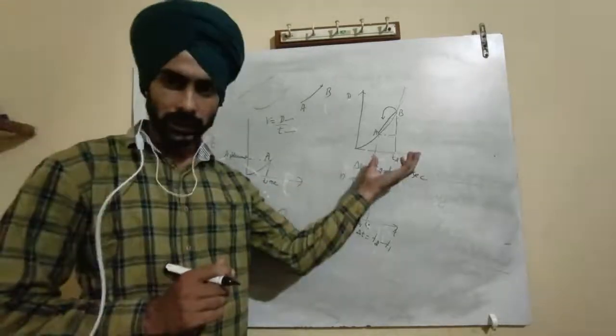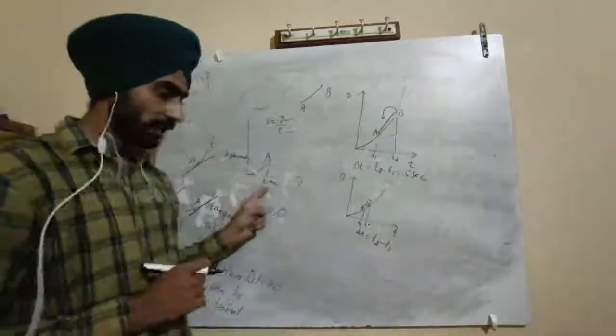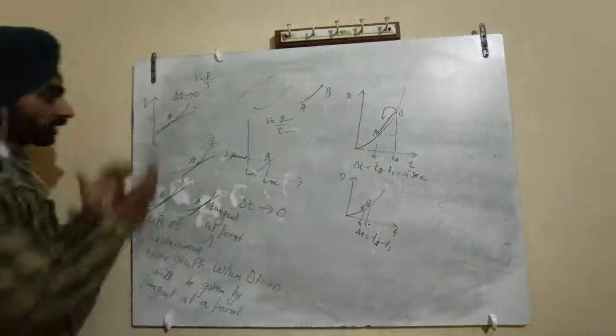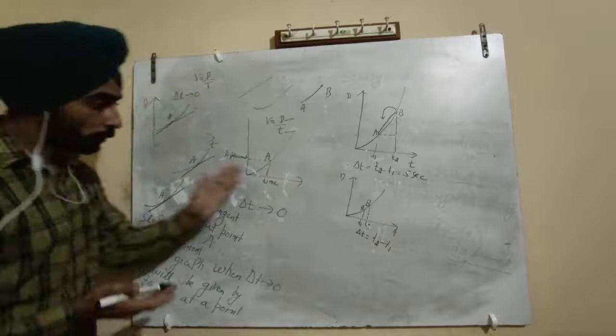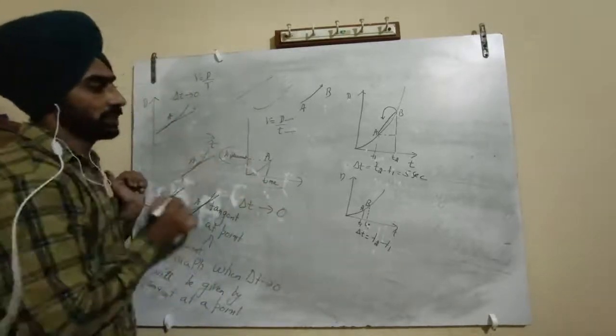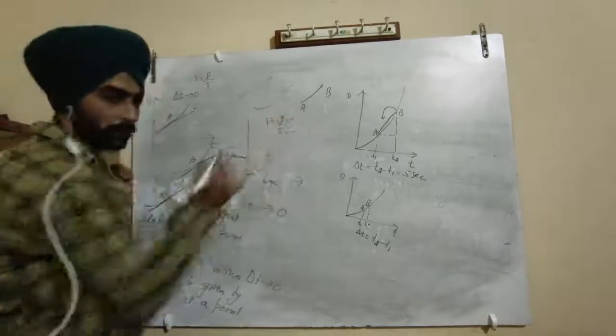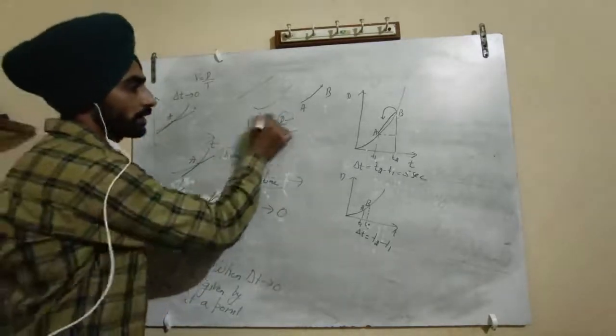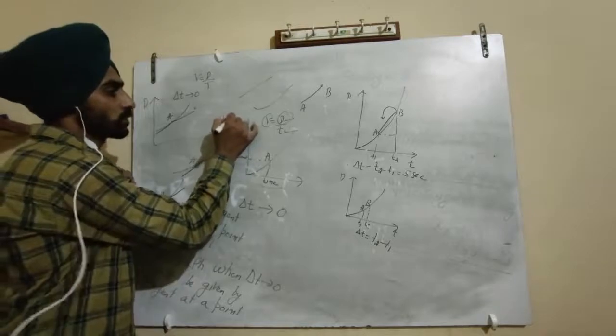Now there is no particular time, there is a time interval. Here you are getting a particular time because delta t has approached 0. At a particular time you are getting the value of displacement. Now you will not get the velocity, you will get the instantaneous velocity.